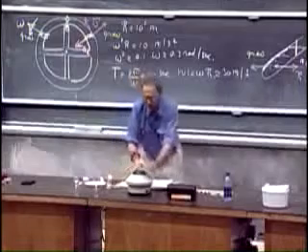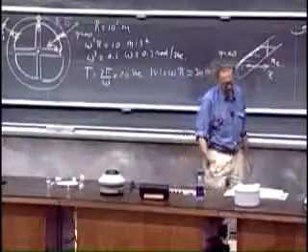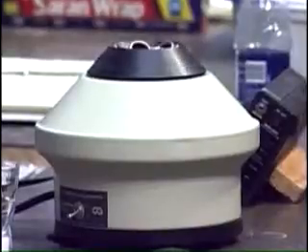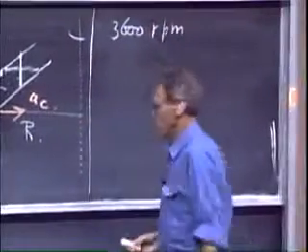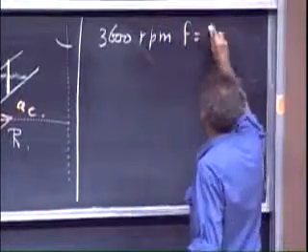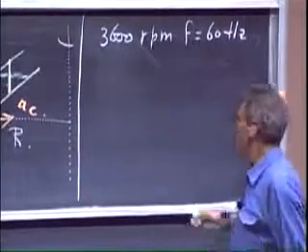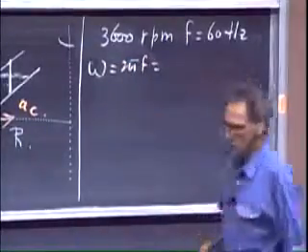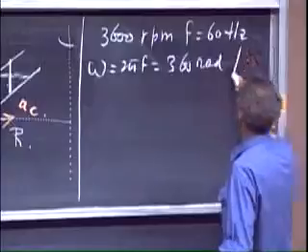Here we have a household, simple, nothing special centrifuge that is used in any laboratory. The centrifuge that we have has an RPM of 3,600 RPM. So 3,600 RPM translates into a frequency of 60 Hertz. So it goes around once in 1/60th of a second. Omega is 2 pi times f, which is therefore roughly 360 radians per second.